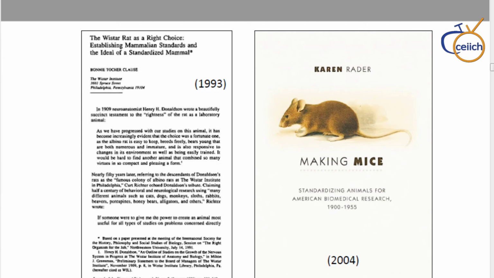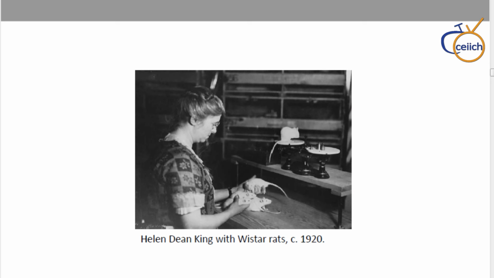And what I like about the origins is that they involved a large proportion of women practicing in these fields, usually as amateur breeders, fanciers, or assistants. And so we owe the lab rat to Helen Dean King, who was the one who bred Wistar rats. And here's a picture of her with her rats from 1920.